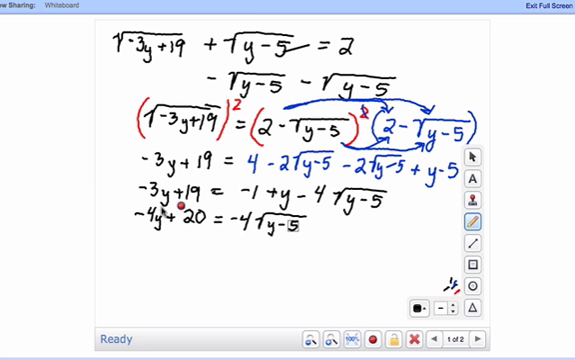When you divide this by negative 4, you have to divide both of them by a negative 4. So negative 4y divided by negative 4 is a positive 1y. And 20 divided by a negative 4 is a negative 5. And that's going to leave you with a square root of y minus 5 on the right, because the negative 4 divided by negative 4 cancels out.